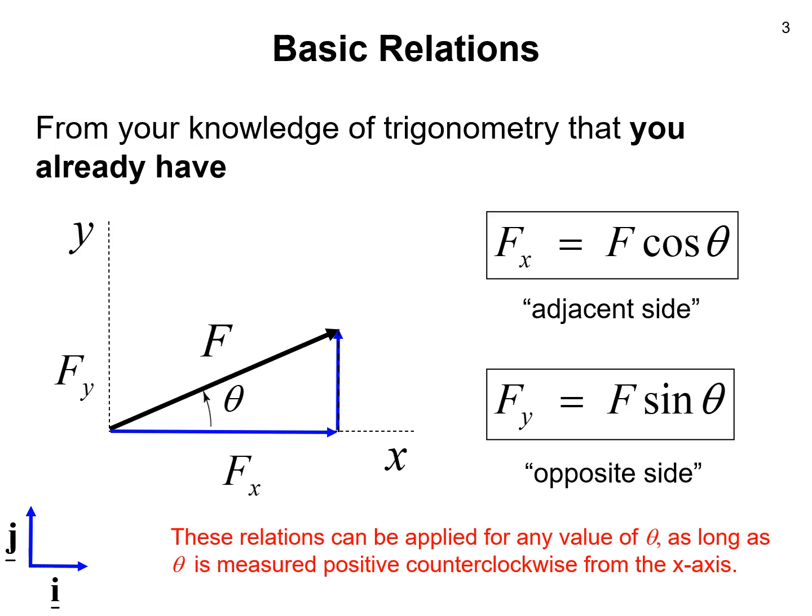And I'll note that these relations can be applied for any value of theta as long as theta is measured positive counterclockwise from the x-axis. So for example, maybe theta is 120 degrees, and this would apply equally well to that case as it does when you see the angle as if it were an angle between 0 and 90. And we'll see an example about that later.